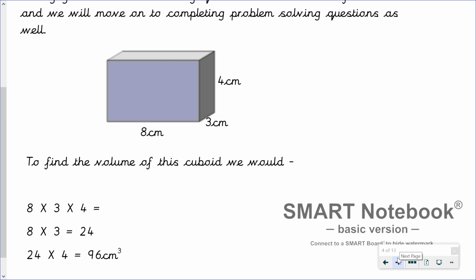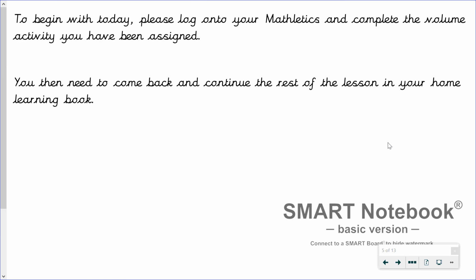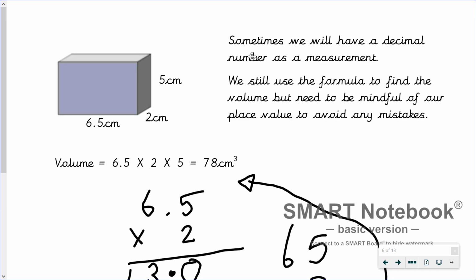I'm not really going to do much more than that for now. We'll move on a little bit later, but what I want you to do for now is to log on to Mathletics, because your Mathletics activity today is your fluency task. So I'd like you to log on and do exactly the activity you've been assigned. Use the formula. It shouldn't take you too long. Get them answered so I can see if you can do it, and then come back and we'll continue the rest of the lesson, which is going to be more book-based. So go and have a go at Mathletics, please. Perfect. All right, let's move on.